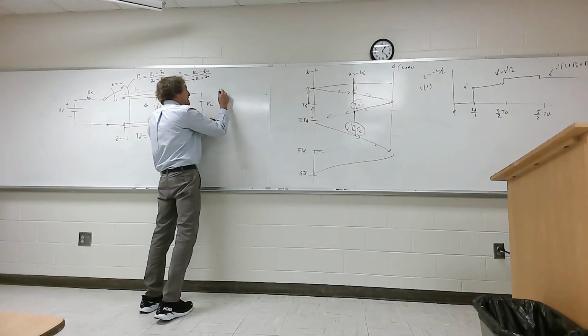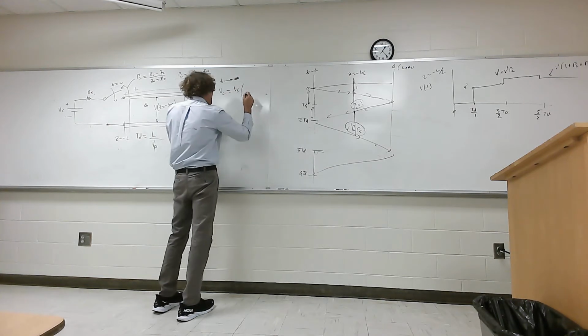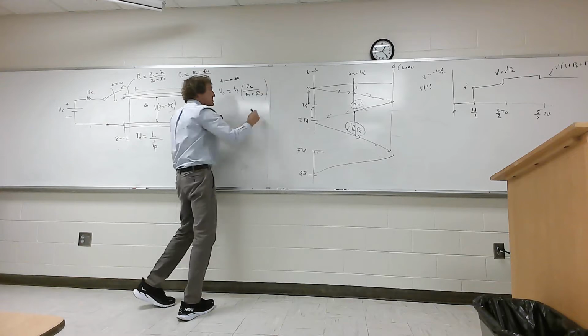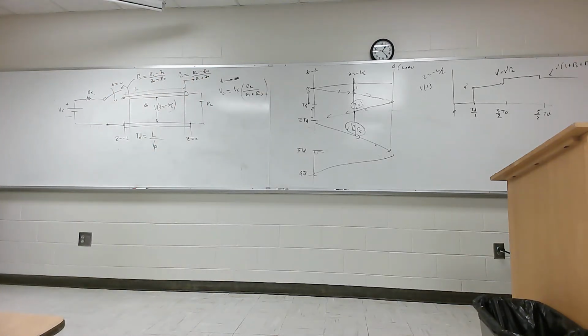I'll call it VL at any point as t goes to infinity. This would be as time goes to infinity. It would be what? Simply Vs times RL over RL plus RS. Transmission line has nothing to do with the voltage as t goes to infinity on that line. Does that make sense? Everybody?